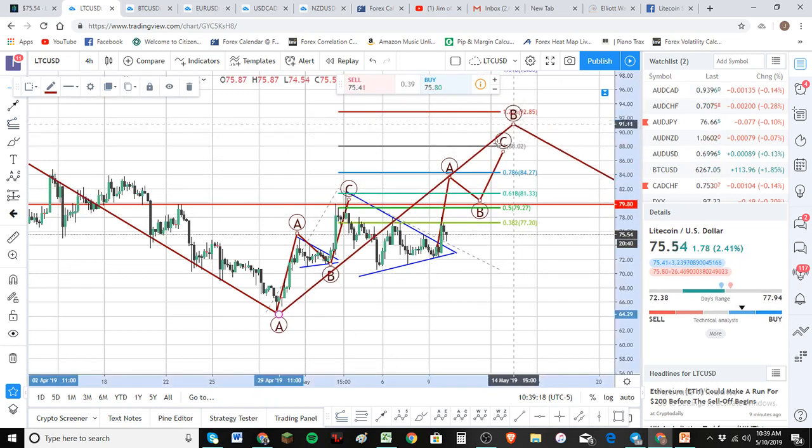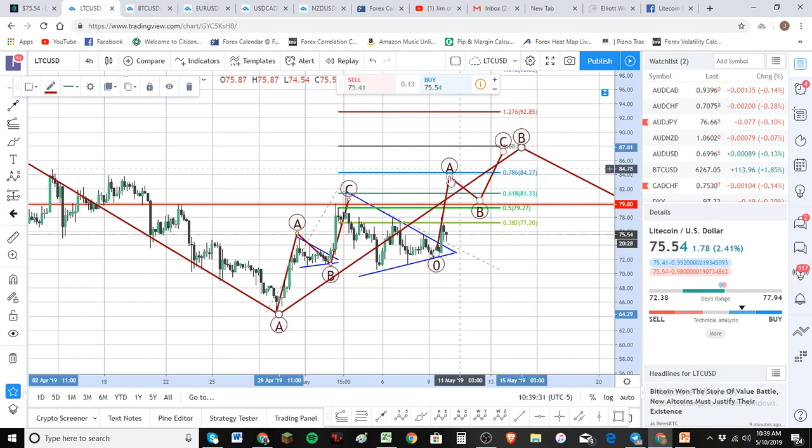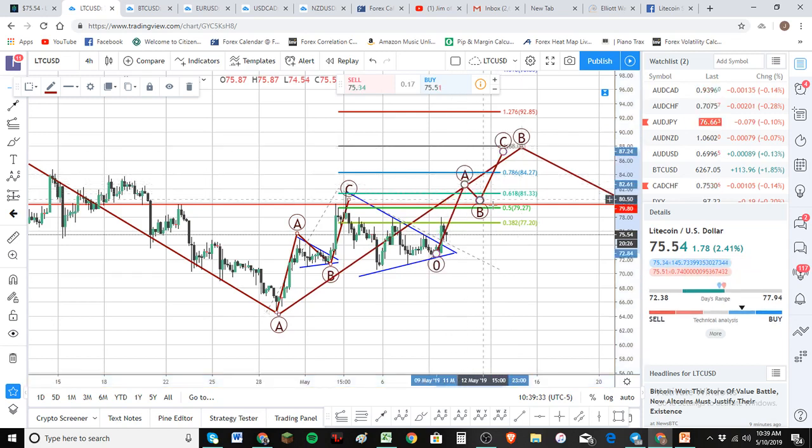I will be very happy with a trade at $88, and I'm probably going to be looking to see what the market's doing as it approaches $88 and looking for my exit. I'll be looking for divergence in the lower time frames and looking for my exit point. Okay, so that's kind of what I'm thinking is going to be happening here to Litecoin over the weekend.